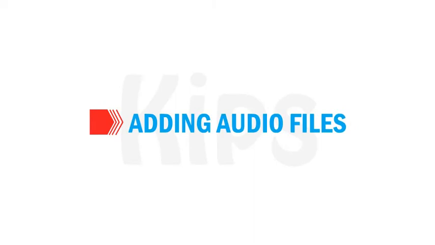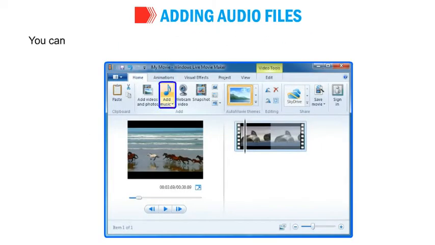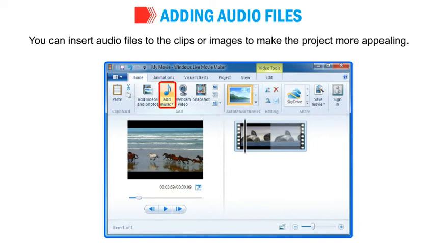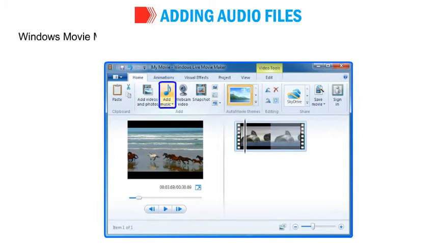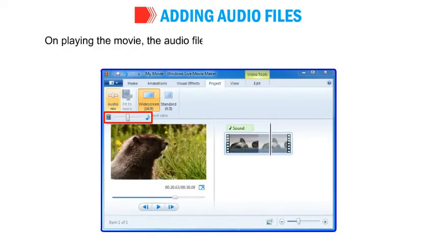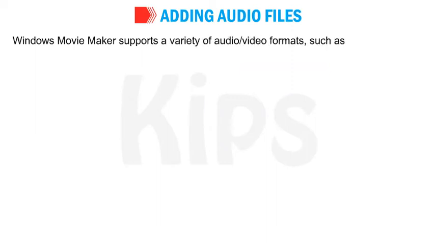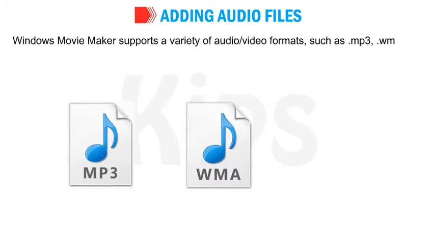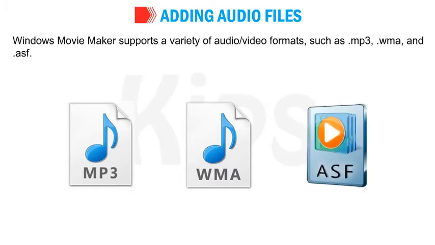Students, now let us talk about adding audio files. You can insert audio files to the clips or images to make the project more appealing. Windows Movie Maker allows you to record an audio from a microphone and use it as a narration in a video. On playing the movie, the audio files will be played in background along with other media. Windows Movie Maker supports a variety of audio or video formats such as .mp3, .wma and .asf.